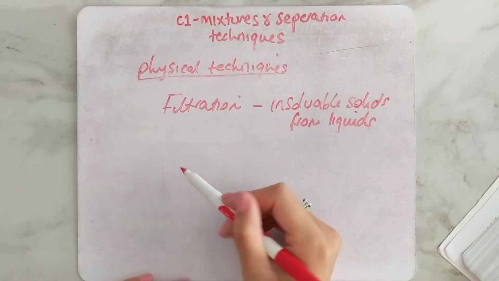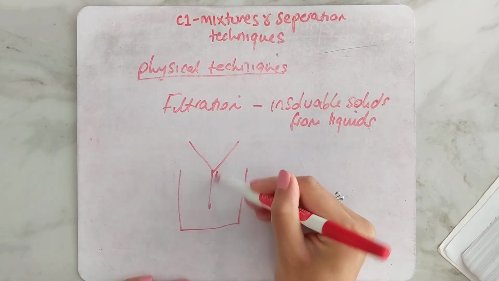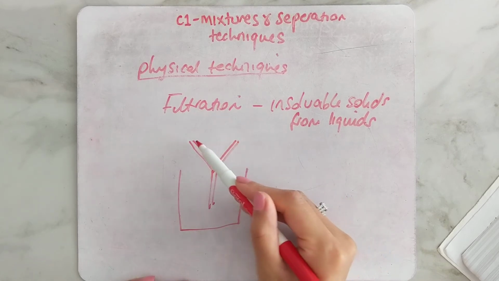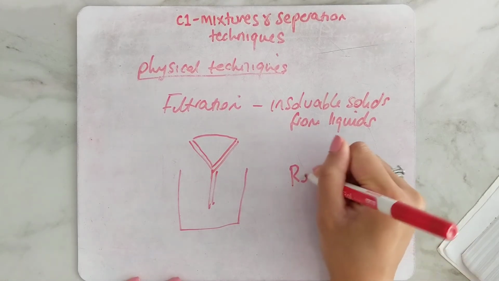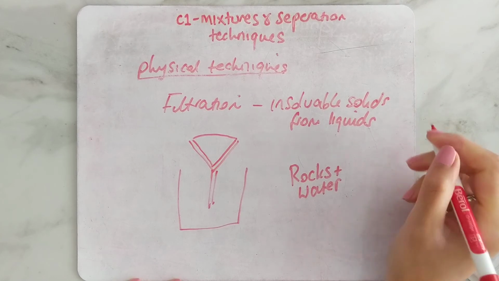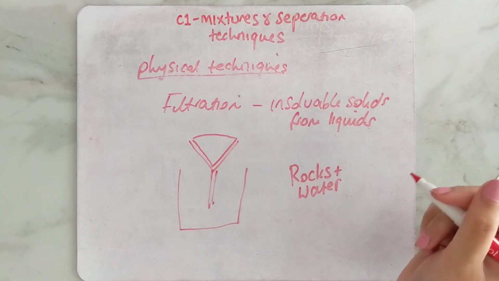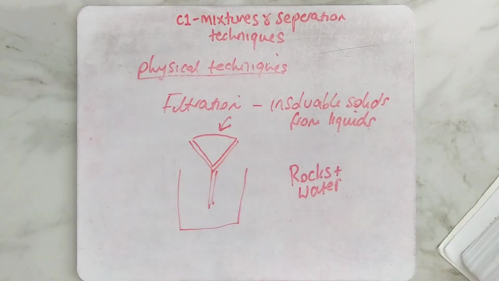So what you could do is, you've got a beaker here, you've got your funnel, and you place filter paper in the top like that. You pour in, let's say I've got a solution of rocks and water. Let's just go with rocks and water. Okay, so your rocks and water are poured in here.